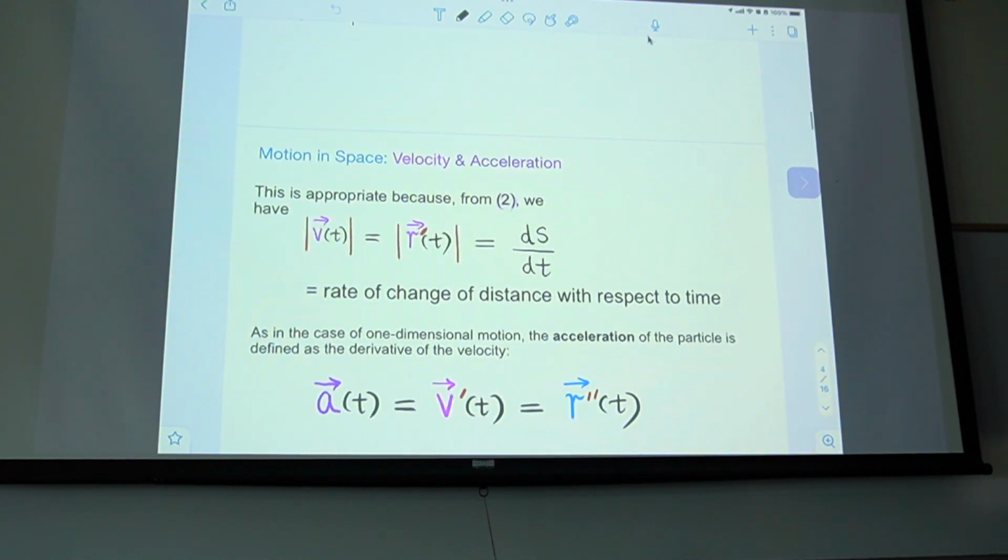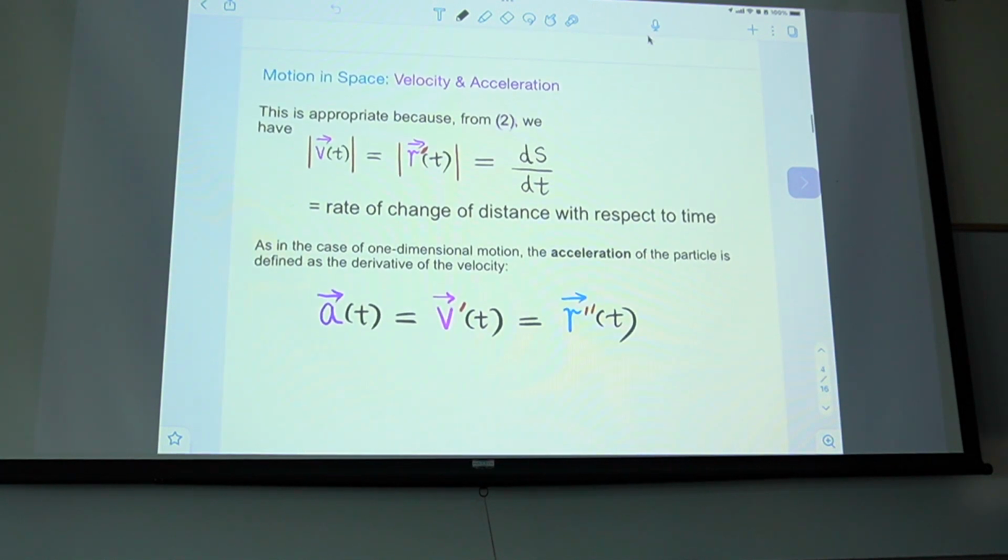Question? Okay. So now we can make the connection between the 3D and the 2D. The velocity vector is equal to the vector r prime, and that's equal to ds/dt. This is the change of r with respect to time, the rate of change of distance with respect to time.